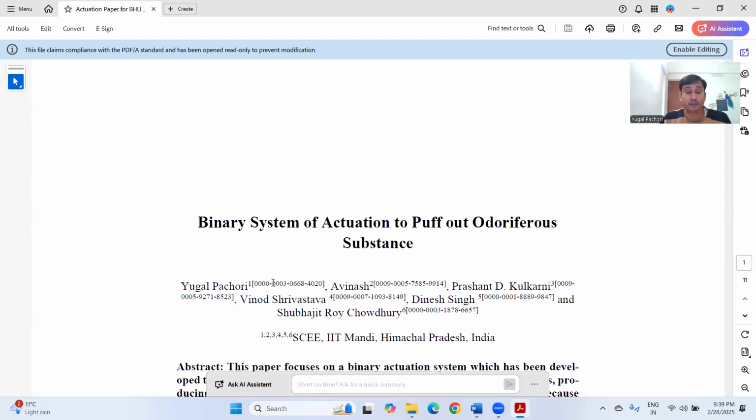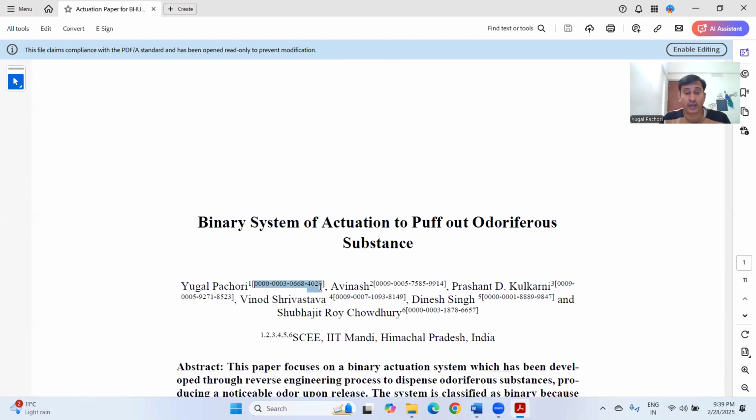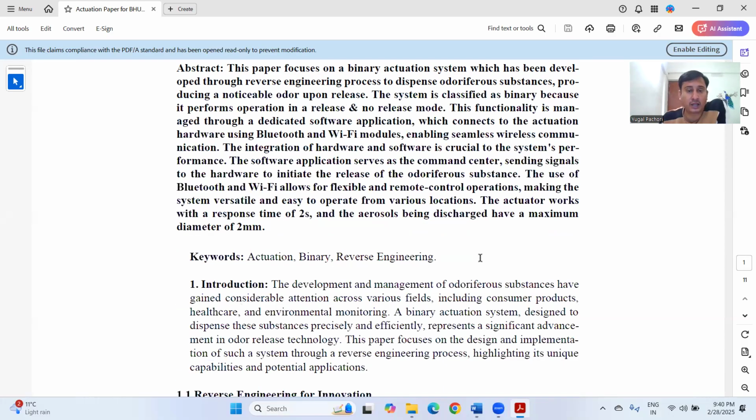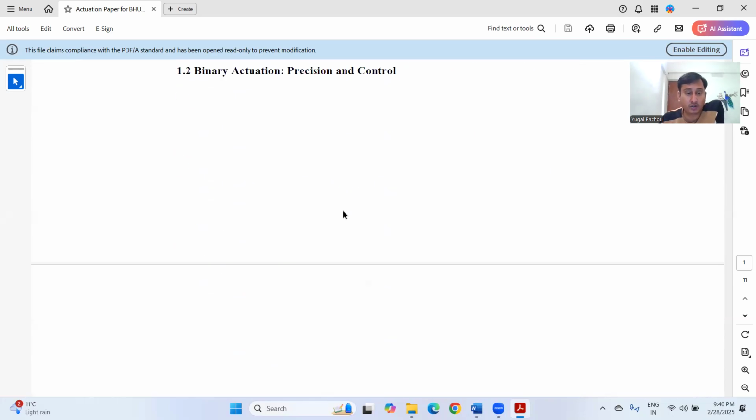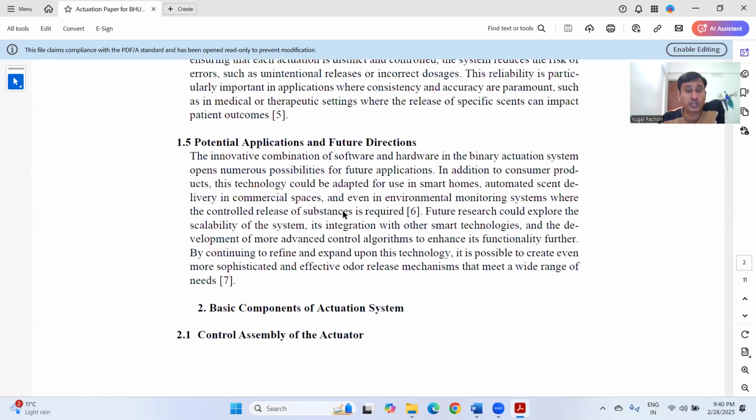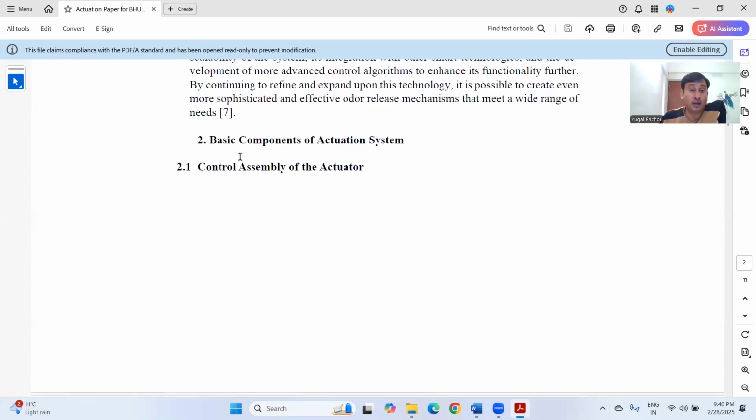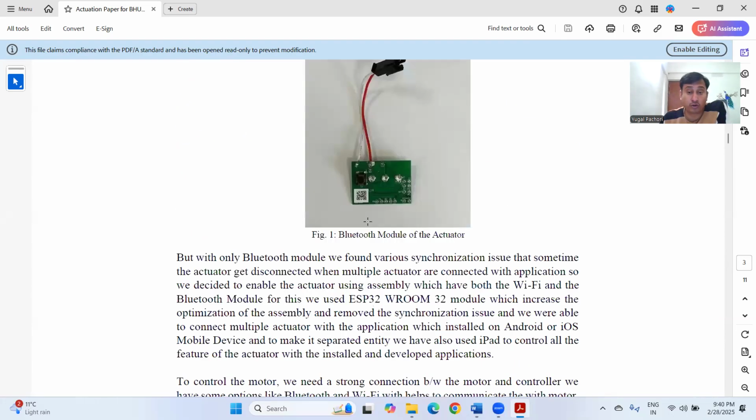Here you were asked about the ORCID ID. This is my ORCID ID, this is my fellow co-author's, and this is my guide's ORCID ID. So these are the things that you have to talk about. You have to write the abstract, the keywords, the introduction, the literature survey, and you have to talk about the headings or the subheadings of the content of your research.